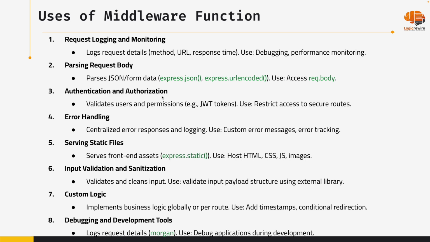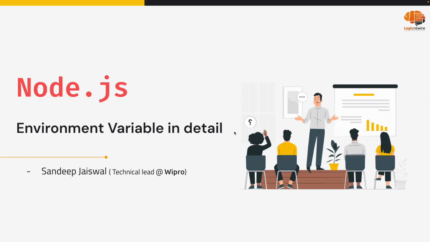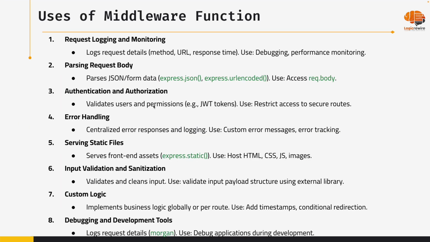Another is authentication and authorization. I'll talk about this in the next classes, when we use JWT for sign up and all. Then one more, error handling. If any error comes in any request, we can log what error happened. So that is one type of middleware, error handling. Serving static files: just now we checked, if you want to send HTML, or access a JS file or CSS file from the server, at that time we can use express.static. So we can access all the files from the UI.